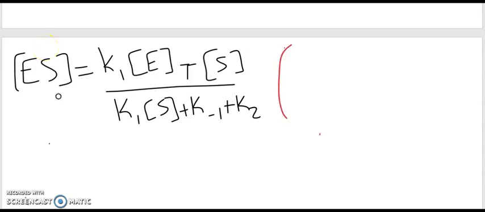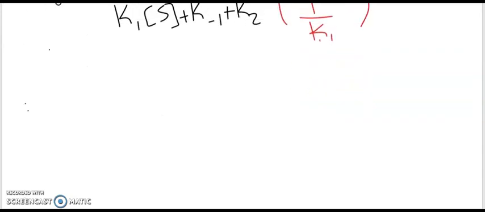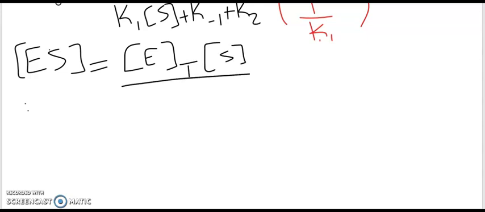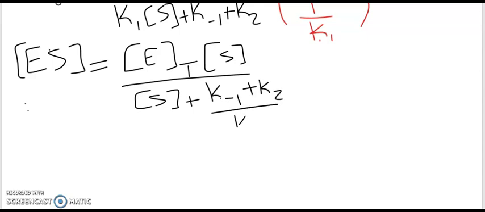Then we multiply this whole equation by 1 over K1 divided by 1 over K1, and we get ES equals E total times S divided by the concentration of S plus K minus 1 plus K2 divided by K1.